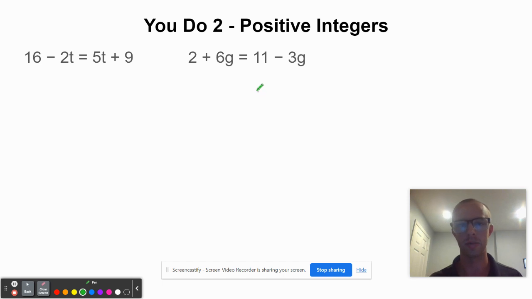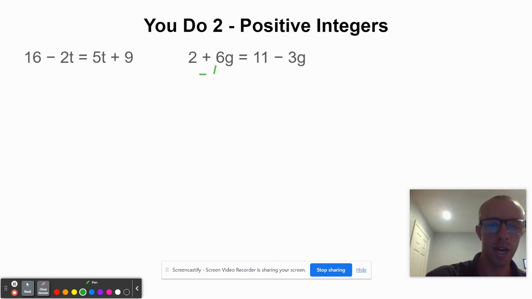And now let's do this last one. I have 2 plus 6g equals 11 minus 3g. Again, it doesn't matter. Actually, just to show you that it doesn't matter which one I get rid of, you probably added 3g to both sides. That's correct. I'm going to get rid of this 6g right here, just to really make sure we have a conceptual understanding. Some of you may find this annoying, but I really want us to understand the concept here.